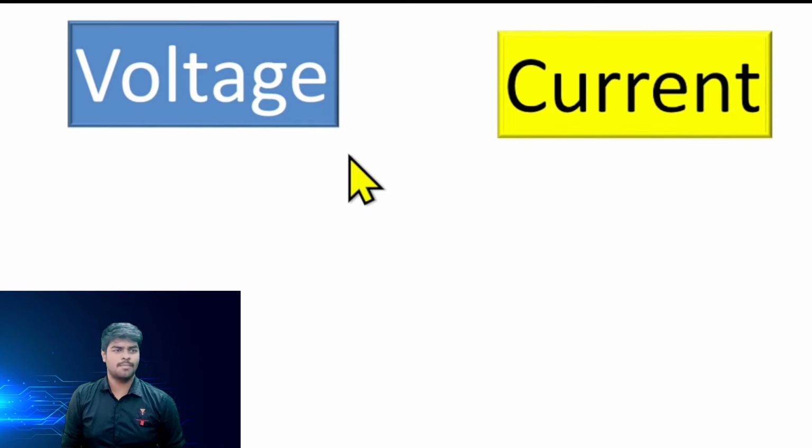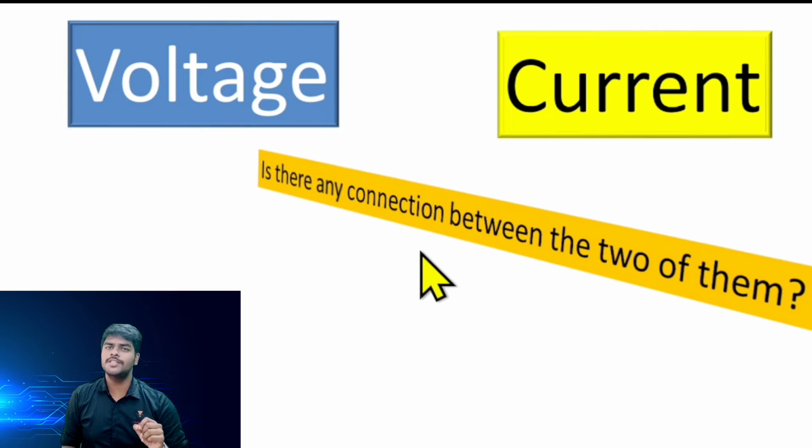In previous videos we discussed voltage and current, but I have a question for you. Is there any connection between voltage and current? Of course, there is a relationship between the voltage across a conductor and the current passing through it. In this video, we are going to discuss the fantastic relationship between voltage and current.